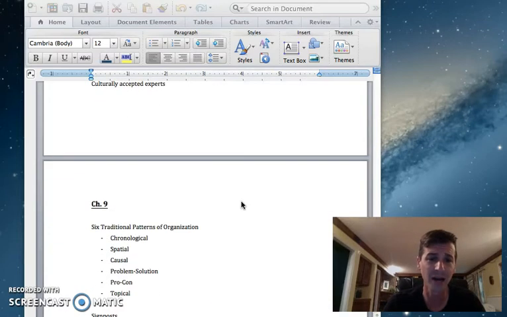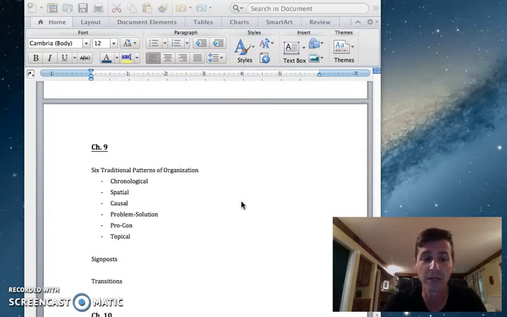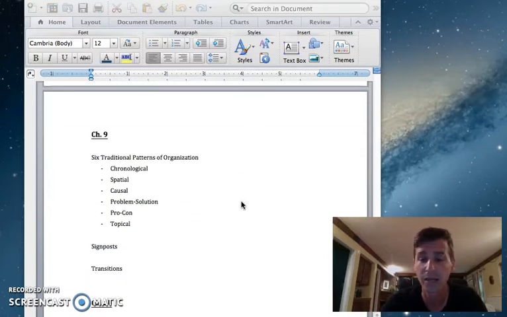Okay, moving on to chapter 9. Chapter 9 was all about organizing your speech, and it talked about the 6 traditional patterns of organization. So what are those? How are they defined? How do they differ from one another? Chronological is an organized or ordered sequence. So chronological pattern is first, second, third, etc. It works great for when you're talking about people, because you can go through the timeline of their life in a chronological pattern. Spatial pattern is good for describing places. Spatial pattern moves from side to side, top to bottom, or around.